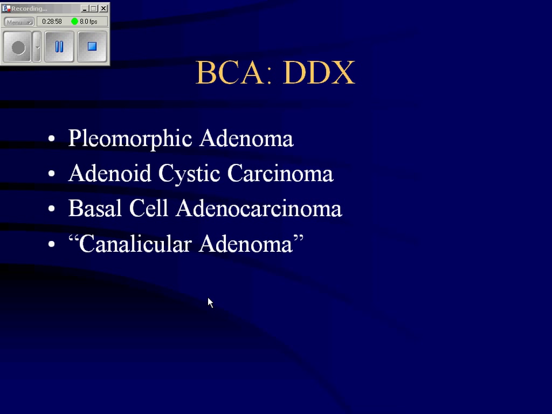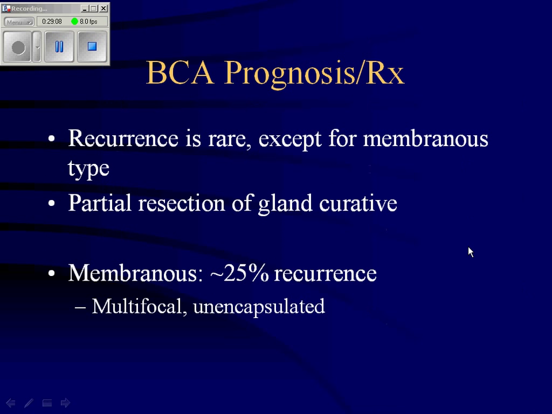Canalicular adenoma is really probably just a variant of basal cell adenoma with a very prominent canalicular growth pattern. They're both completely benign, basal cell adenoma and canalicular adenoma, so it really doesn't matter if you make that distinction. So recurrence of these is rare, except for the membranous type. That tends to recur, but it isn't malignant, it just recurs a lot. Partial resection is often curative, so sometimes you don't even have to get all of it. But with the membranous, you really do want to try to get all of it.